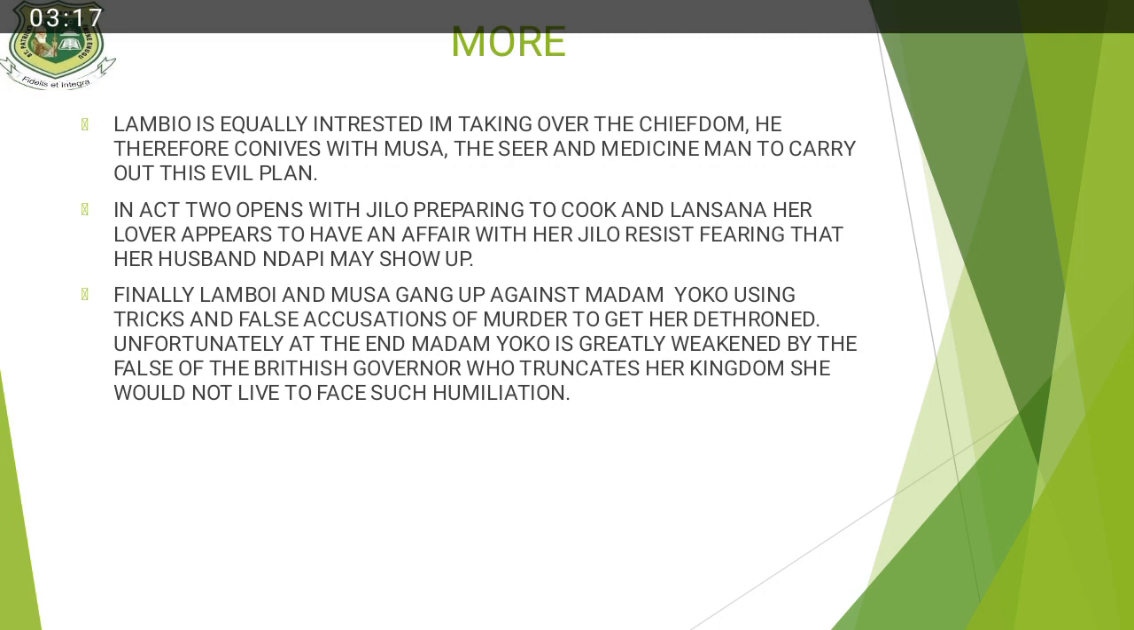Act 2 opened with Jilo preparing to cook for Lazan, her lover, who appeared to have an affair with her. Jilo resists, fearing that her husband Dapi may show up. Finally, Lamboy and Musa ganged up against Madam Yoko, using trick and false accusation of murder to get her dethroned.